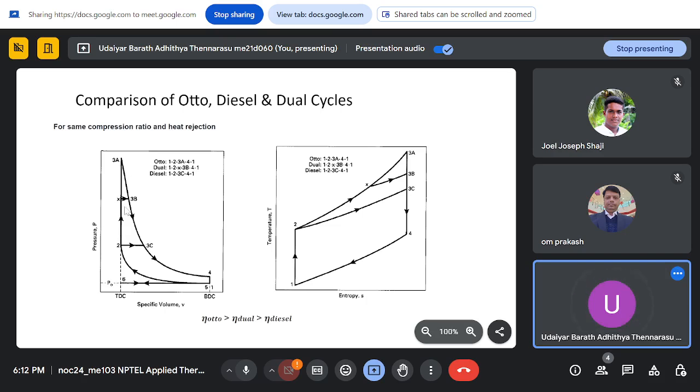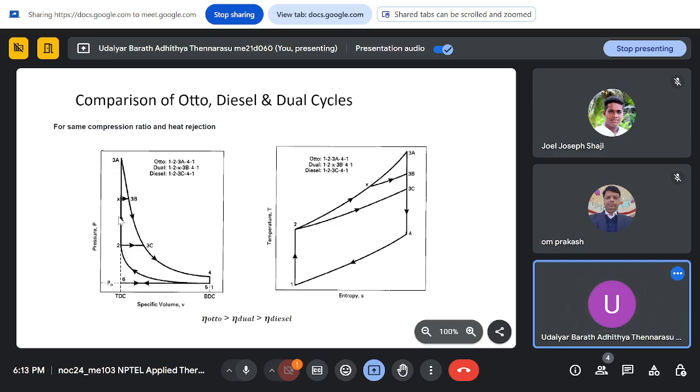So that's where we are assuming that your compression ratio is the same. So 1 to 2 is the same, your volume at state 1 and 2 is the same, so the ratio will be the same if you are comparing 3 different cycles. And the amount of heat which is getting rejected is also the same. So in this case what happens is the Otto cycle will have the maximum efficiency, and then comes dual, and then diesel. So that is also evident from the diagram.